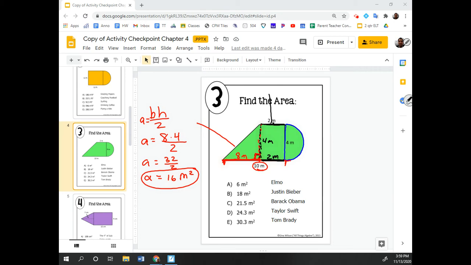Now let's go to the rectangle here. Rectangle, length times width. Area equals length times width. So area equals 4 times 2, so my area is 8 meters squared.